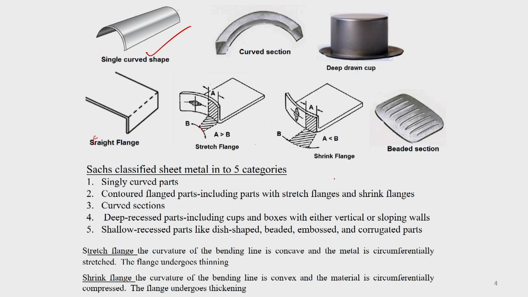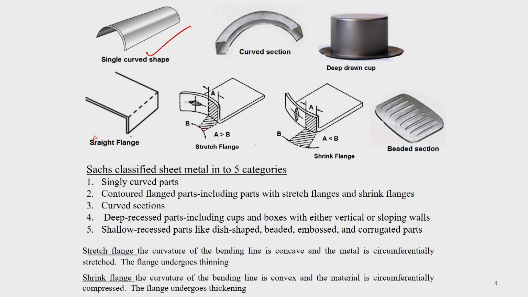Whereas in shrink flange, it is a different way. There the curvature of the bending line is convex, and the material is circumferentially compressed. So, what was B, this length, has now become A, where B is greater than A in this case. So, there is going to be a shrinking, the flange undergoes thickening. But whereas in straight flange, you are just bending it, there is no stretching or shrinking, it is the same thing.